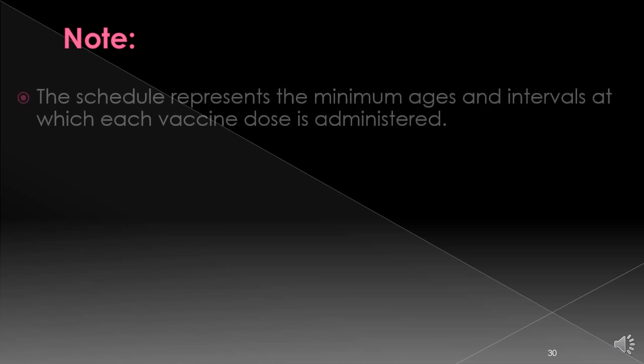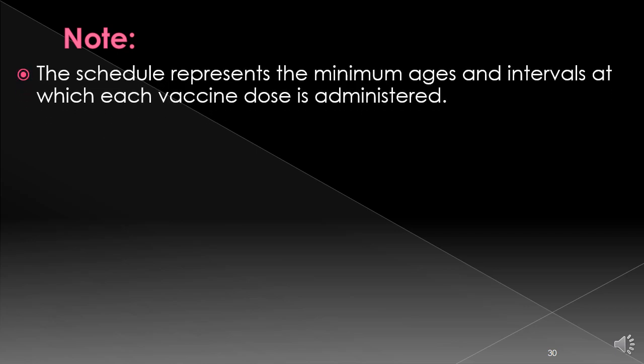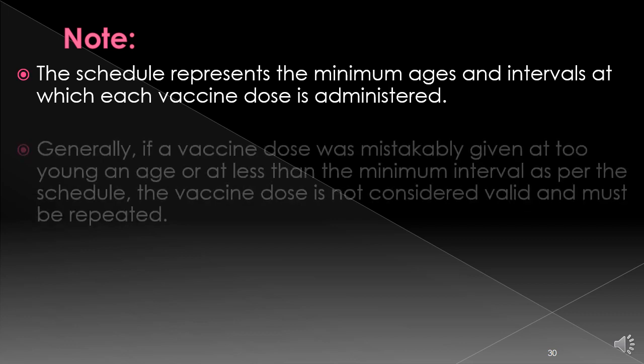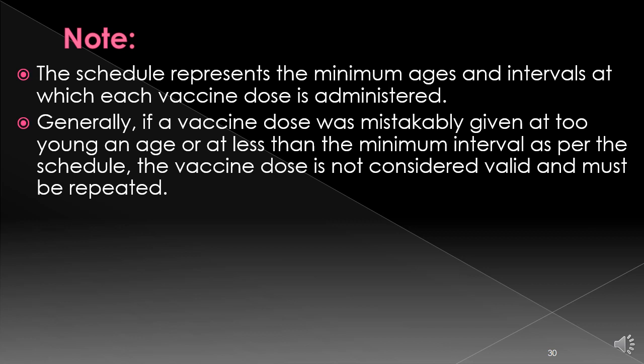Please note that the schedule we have talked about represents the minimum ages and intervals at which each vaccine is supposed to be administered, which means if it is 6 weeks, that is the minimum age. That dose is not valid if it is given before 6 weeks. If the interval is 6 months, you can only give it after 6 months but not before for it to be valid. So we are saying that the ages are the minimum acceptable and the intervals are also the minimum acceptable for the vaccine dosage to be valid.